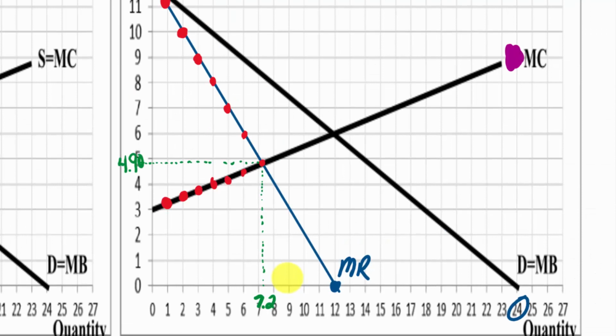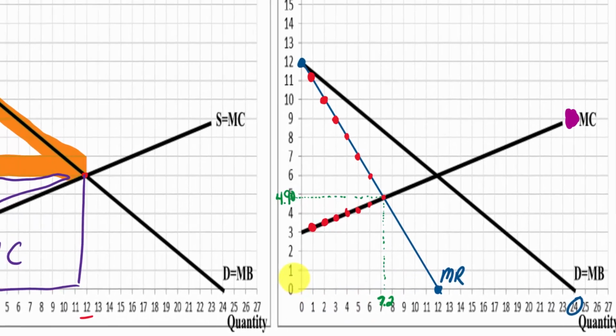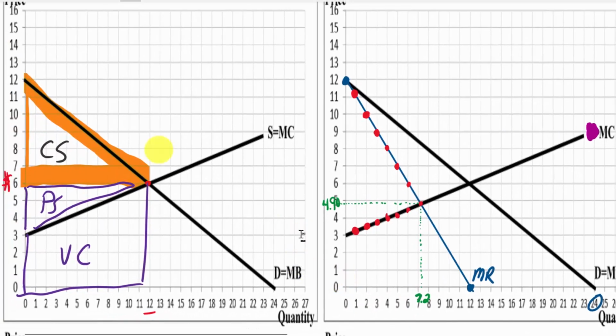However, that $4.90 is absolutely not what the monopolist is going to charge. Well, why not? Here's the easiest way to tell why not. Why would a monopolist charge $4.90 when in a dog-eat-dog competitive world, they're charging $6, right? If I'm a monopolist, what monopolies do is they lower the quantity they produce so that they can raise the price above what a perfectly competitive market is going to do.